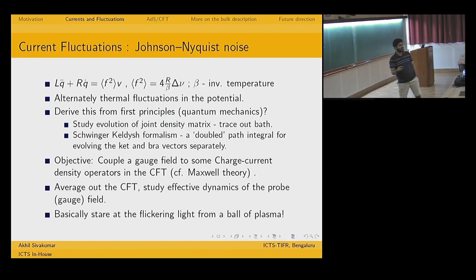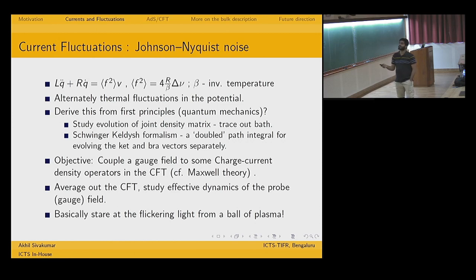Yes, we can. Like the Langevin equation, we can derive it from first principles. You can study the joint evolution of the density matrix of, say, an oscillator coupled to some larger set of baths, then integrate out the bath and look at the effective action for the evolution of this density matrix for the oscillator or some Brownian particle. And you can typically use the Schwinger-Keldysh formalism to do that, which is basically a doubled path integral setup for evolving the ket and bra vectors of the system separately.